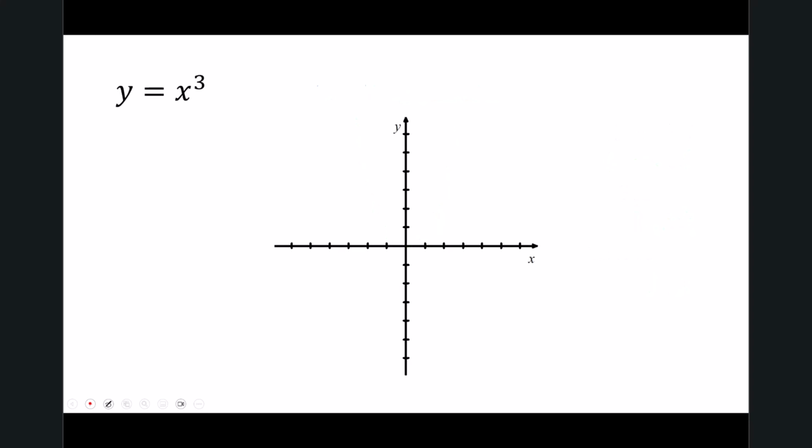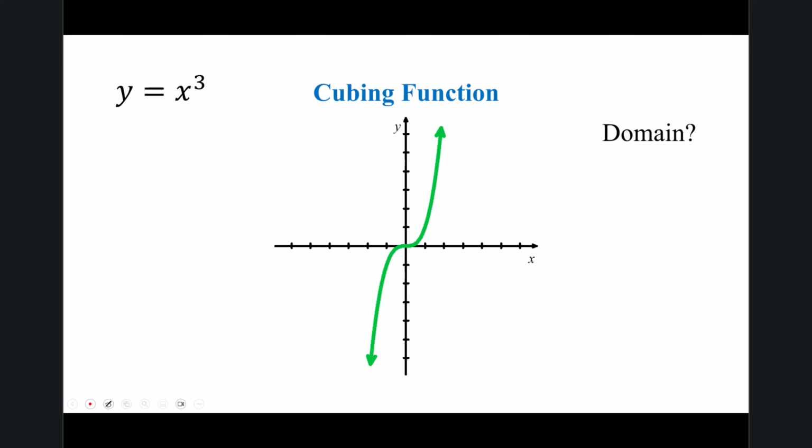The next function, y equals x cubed, we could call the cubing function. The shape of the graph looks like this, where it goes up on the right and down on the left. The domain of this function is all real numbers. We can take any number and we can cube it. The range is also all real numbers because any number can be cubed, and then we can get out.